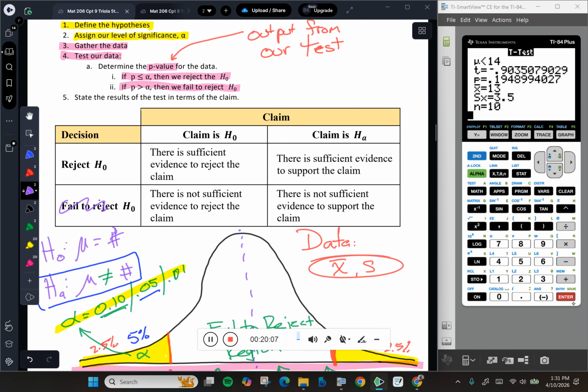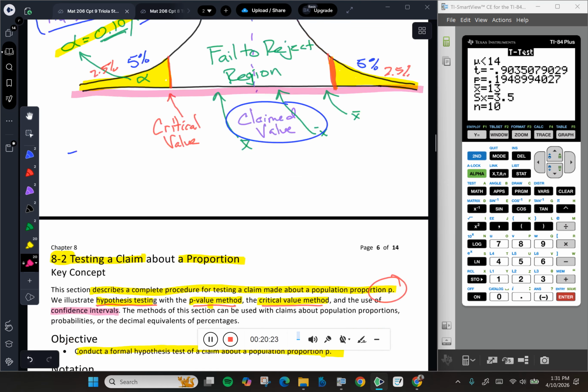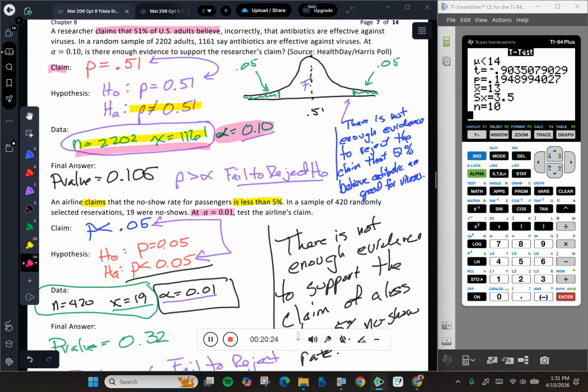Fail to reject, claim is the alternate. That puts us down here, and we would say that there is not sufficient evidence to support the claim. Okay.